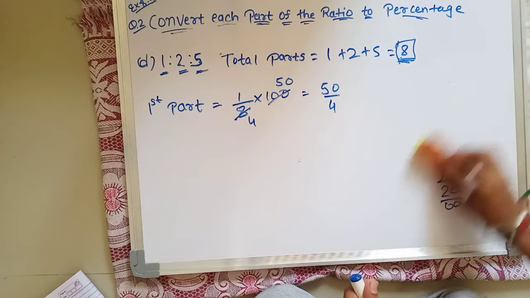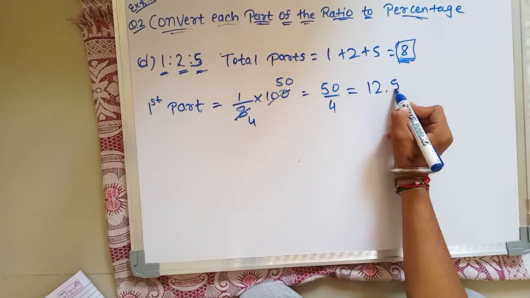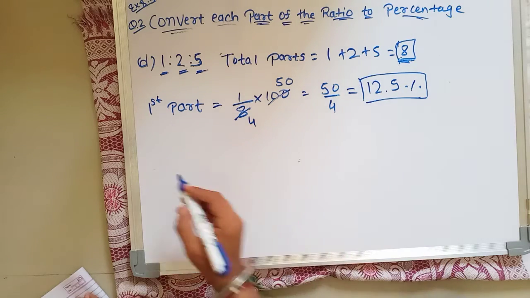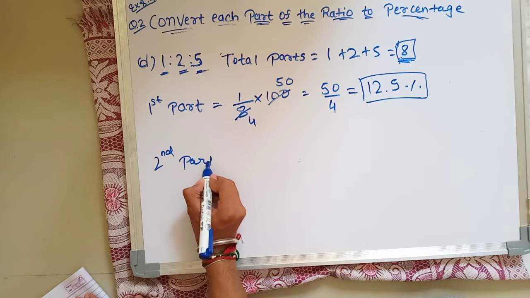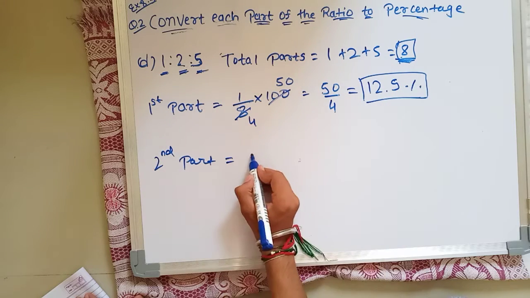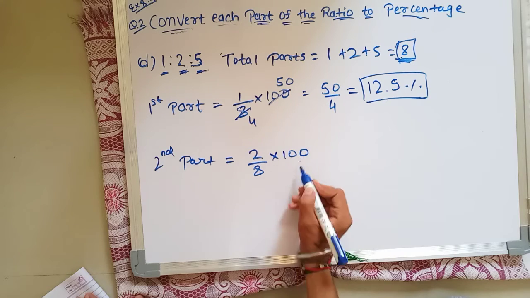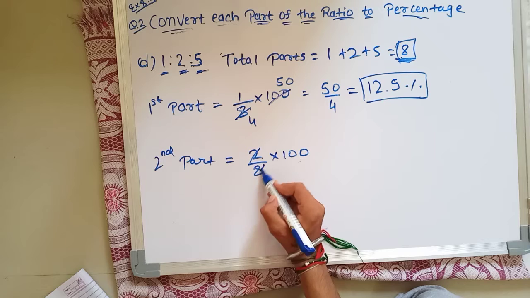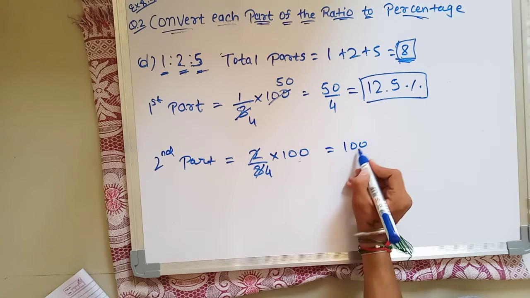Okay. 12.5% is the answer of the first part. Now let's check the second part. In the second part we have to divide this by total parts. Okay. So 2 divided by 8 times 100. We have to find the percentage. That's why we have to multiply by 100. Okay. So 2 4s are 8, 2 50s are 100. Okay. So 100 divided by 4.